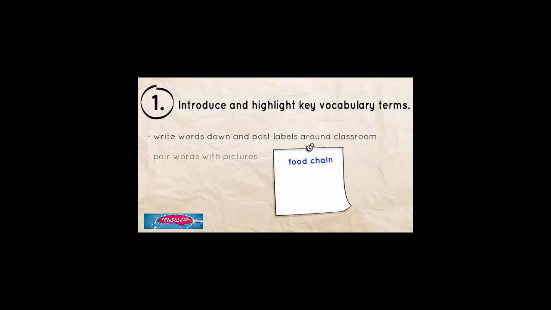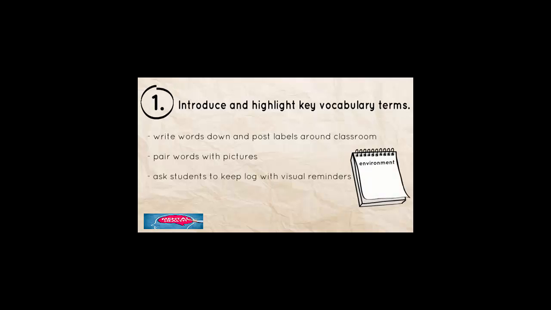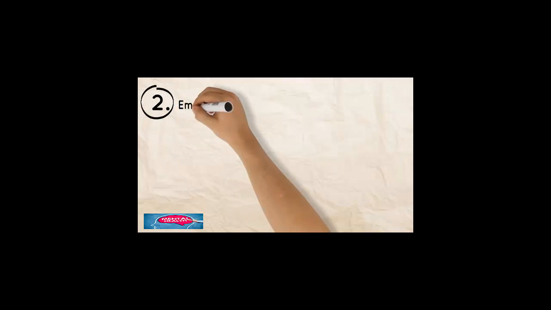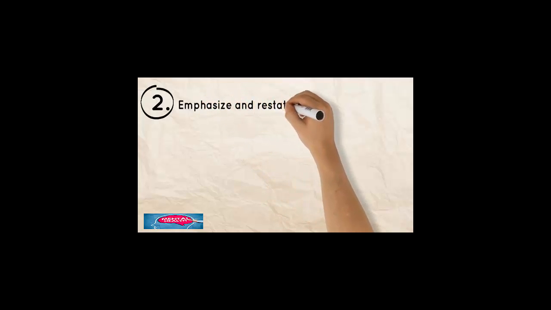It is helpful to pair these with pictures or reminders about their meaning. Have students keep a log of the key words and ask them to draw a picture or a doodle as a reminder to themselves about what the word means. Encourage students to use the word in sentences throughout the unit and model this yourself by using and highlighting these words frequently. Similarly, emphasize and restate key points relevant to the unit.